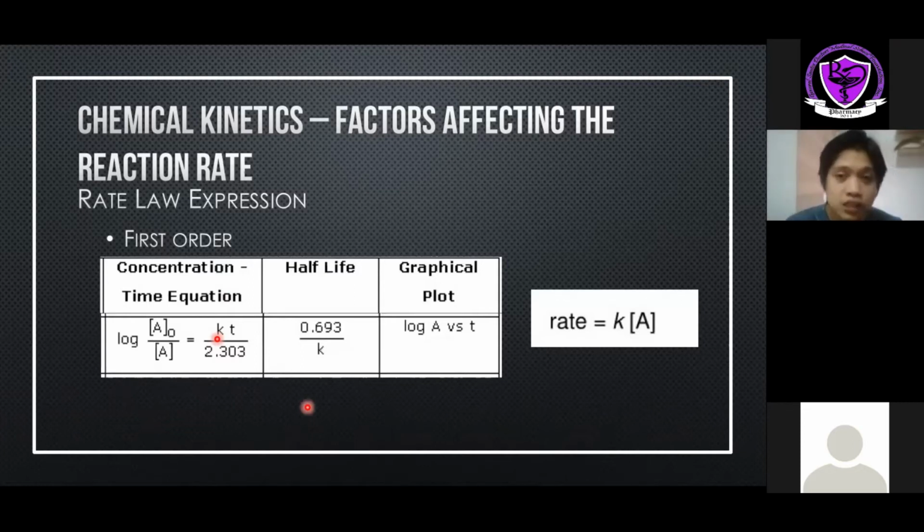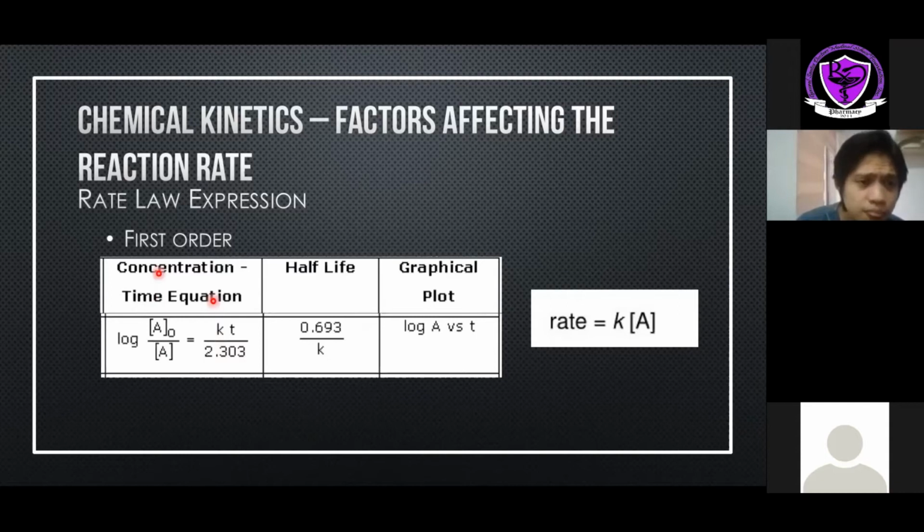So kung papansinin ninyo, tingnan natin to ha. If we are going to isolate T, transpose natin itong 2.303 sa taas and yung K sa baba. A, initial concentration of A times 2.303 over concentration of A final times K. That will give us T. So, nag-algebra lang tayo dito, ano?